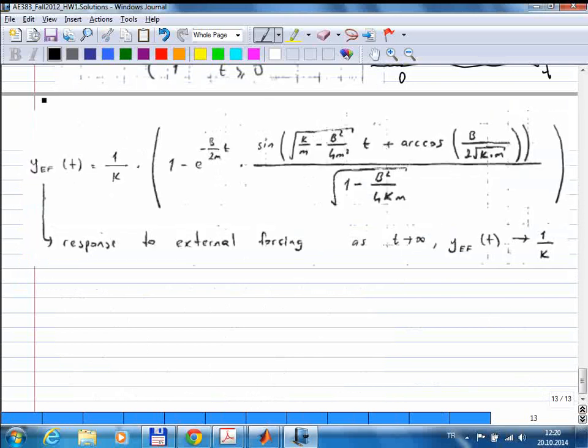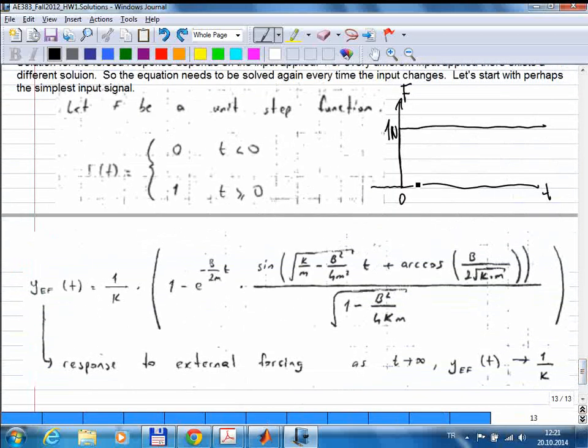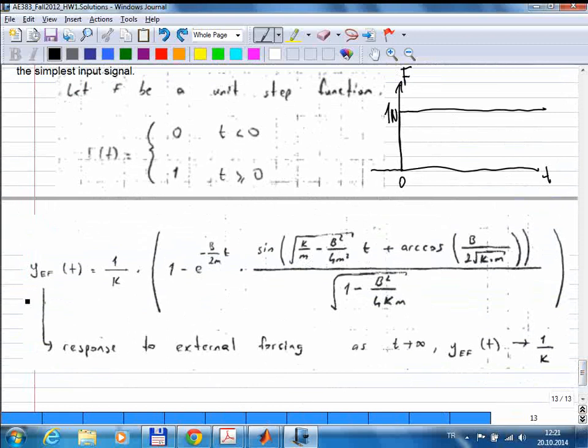So this is the solution to the position of the mass as a function of time when it is released from 0 initial conditions and a constant force with a magnitude of 1 Newton is applied to it. And this is what the solution looks like.